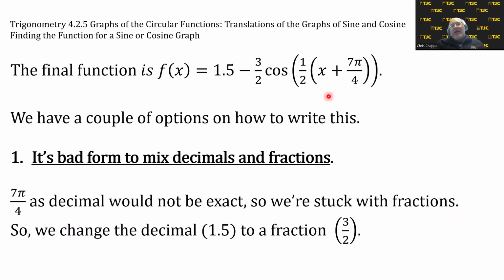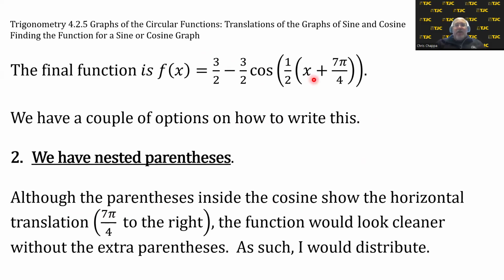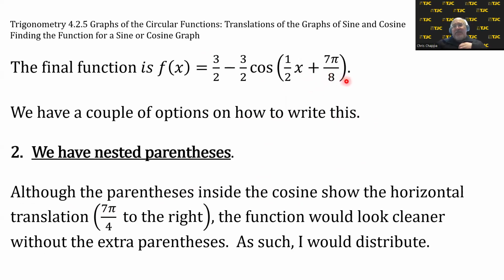Now, we have a couple of options on how to write this. It's a perfectly correct answer, but number one, it's bad form to mix decimals and fractions. Now, 7 pi over 4 is not a decimal, it would not be exact, so we're stuck with fractions. So I'm going to change the 1.5 to a fraction, 3 halves. Looks better. Second, we have nested parentheses, parentheses inside parentheses. Although the parentheses inside the cosine show the horizontal translation, 7 pi over 4 to the left, the function would look cleaner without the extra parentheses. As such, personally, I would distribute the 1 half to get 1 half x plus 7 pi over 8 inside the parentheses.